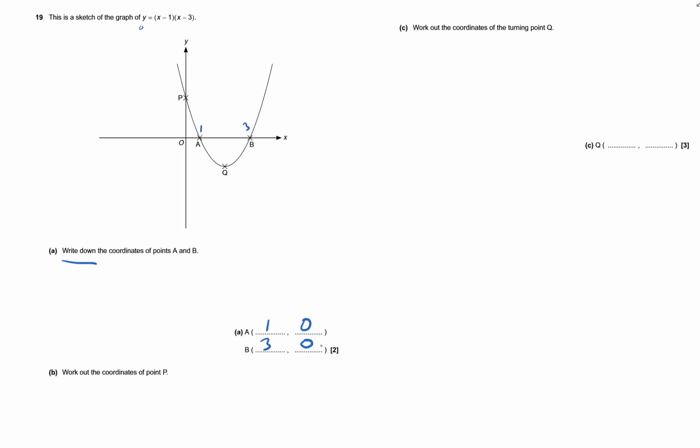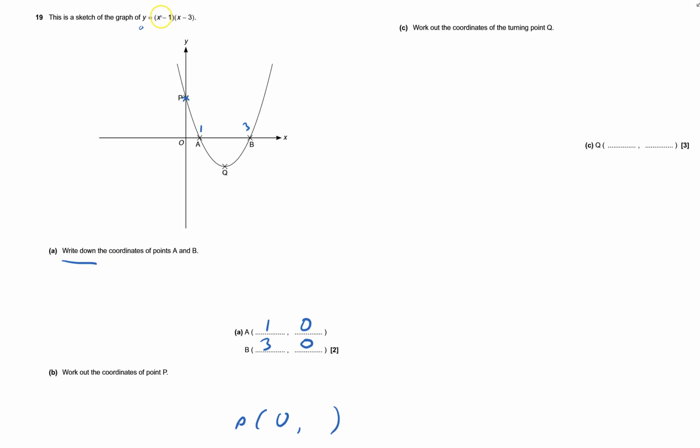I've now, for 2 marks, got to work out the coordinates of the point P. And point P is here, and that happens when x is 0. So all I need to do is put x, and as it says, P, I've missed out the bit at the bottom. x will be 0, and I've got to work out what the y bit will be.